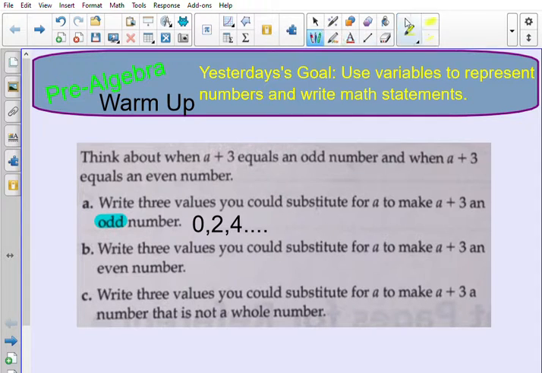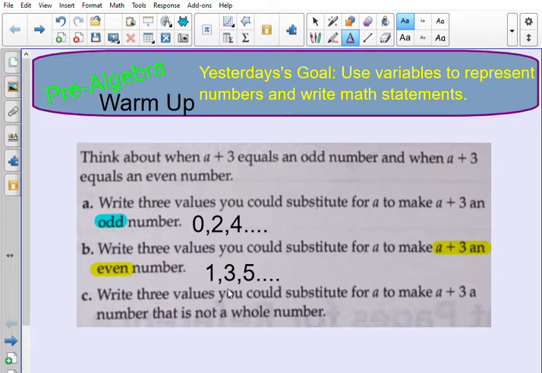The next one then asks for an even value. So you needed to be able to add something to a plus 3 to make an even value. To do this, you could have chose 1. You could have chose 3. Could have chose 5. So notice this happened to be odd numbers. If I chose an odd number to add to 3, 1 plus 3 is 4, 3 plus 3 is 6, 5 plus 3 is 8, and so on. All of those values will make it to be an even number. And remember that that is a number that is divisible by 2.